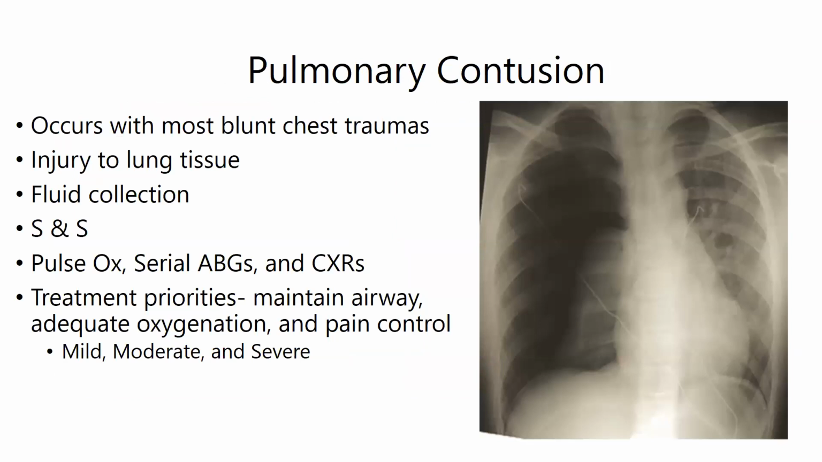Pulmonary contusions. What's a contusion? A contusion is a bruise, a bad bruise. Pulmonary contusions occur with most blunt chest traumas. Injury to the lung tissue itself. It collects blood around the tissue where the contusion is. We're going to talk about some signs and symptoms, treatment priorities, maintaining that airway, and adequate oxygenation and pain control. Remember, most recently we give pain medicines on a pain scale of mild, moderate to severe. And think about how you're going to treat those.